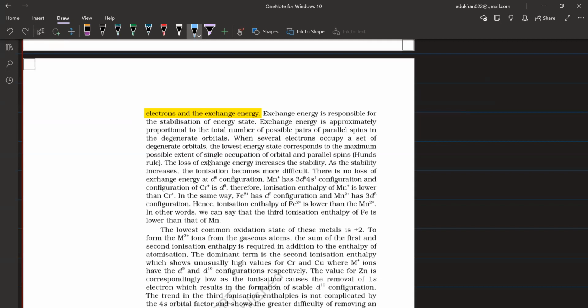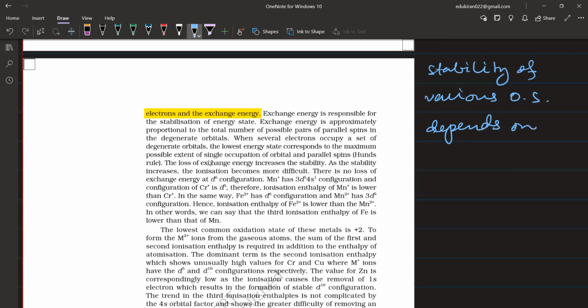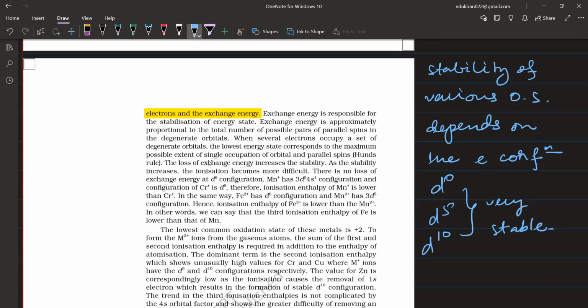Stability of various oxidation state depends on the electronic configuration. ठीक है, D0 हो, D5 हो, and जब D10 हो, these are very stable. ठीक है, इसके हिसाब से आपके पास ना एक दो सवाल आते हैं, उनको हम लोग करके देखते हैं.